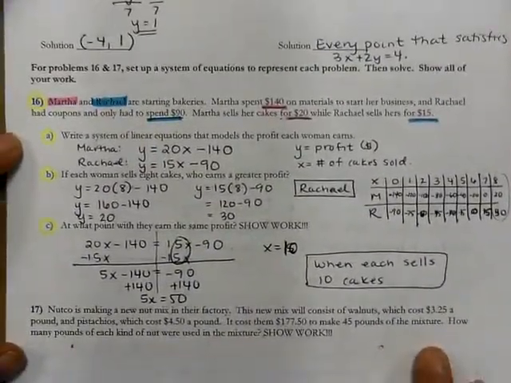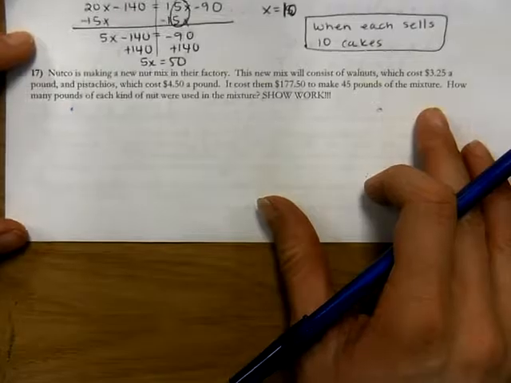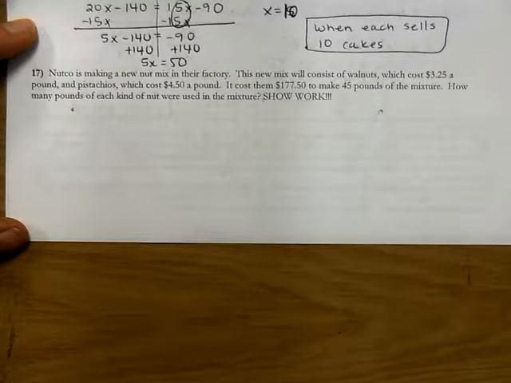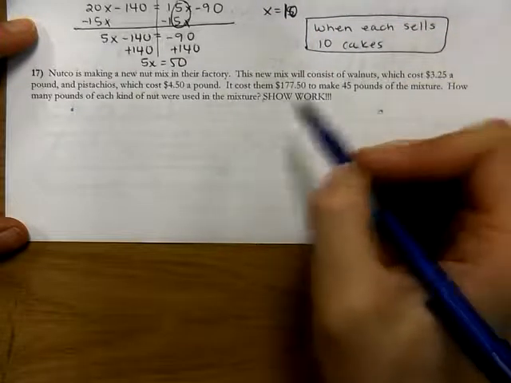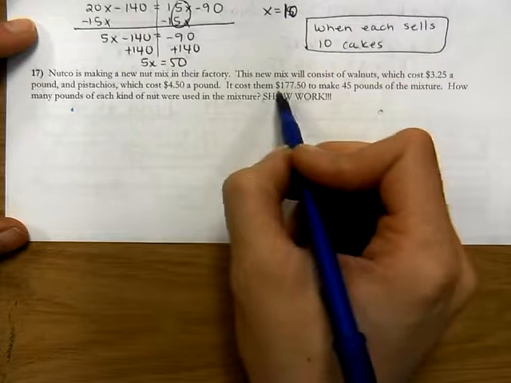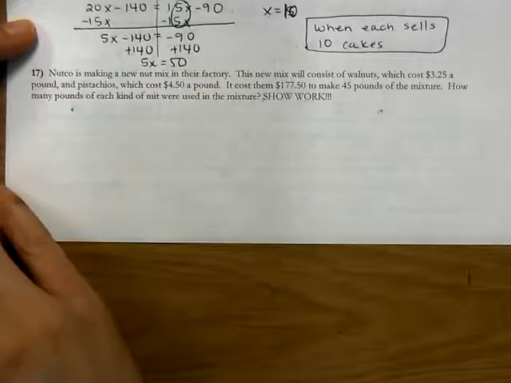Scooching down here, we already did number 16, so let's move on to 17. It says Nutco is making a new nut mix in their factory. This new mix will consist of walnuts, which costs that much a pound, pistachios that cost that much. It costs them a total of this to make 45 pounds of the mixture. How many pounds of each nut are used in the mixture?